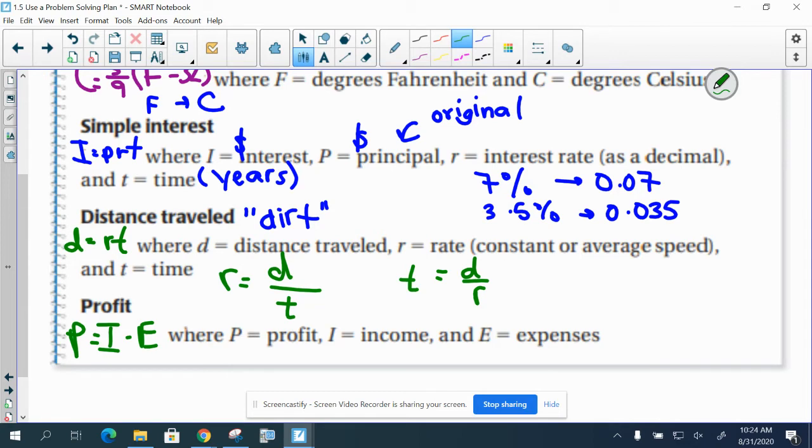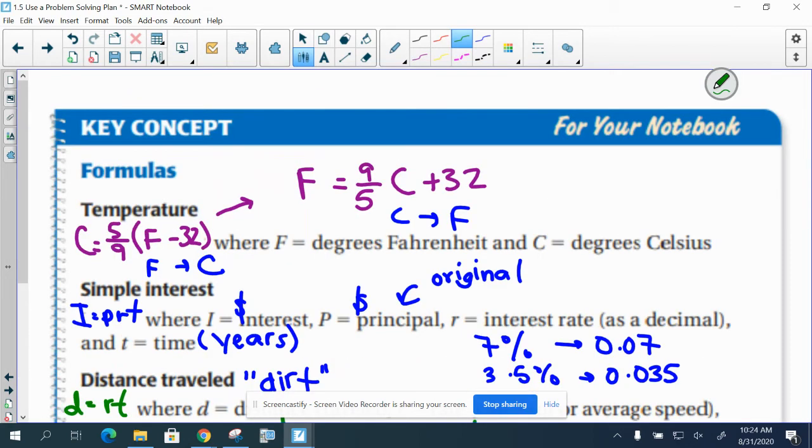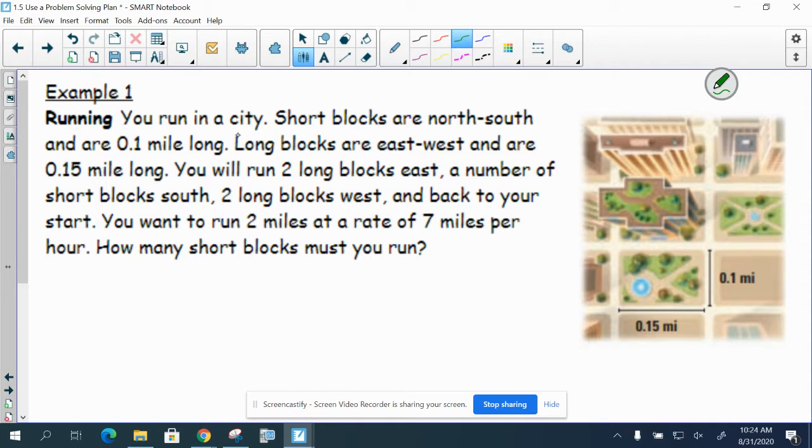All right, so let's look at some examples here. So we got to go back to example 1. So it says running. So you can imagine that the equation we're going to be using here would be the dirt equation. Distance equals rate times time. You run in a city. Short blocks are north-south and are 0.1 mile long. So as shown in the diagram here.